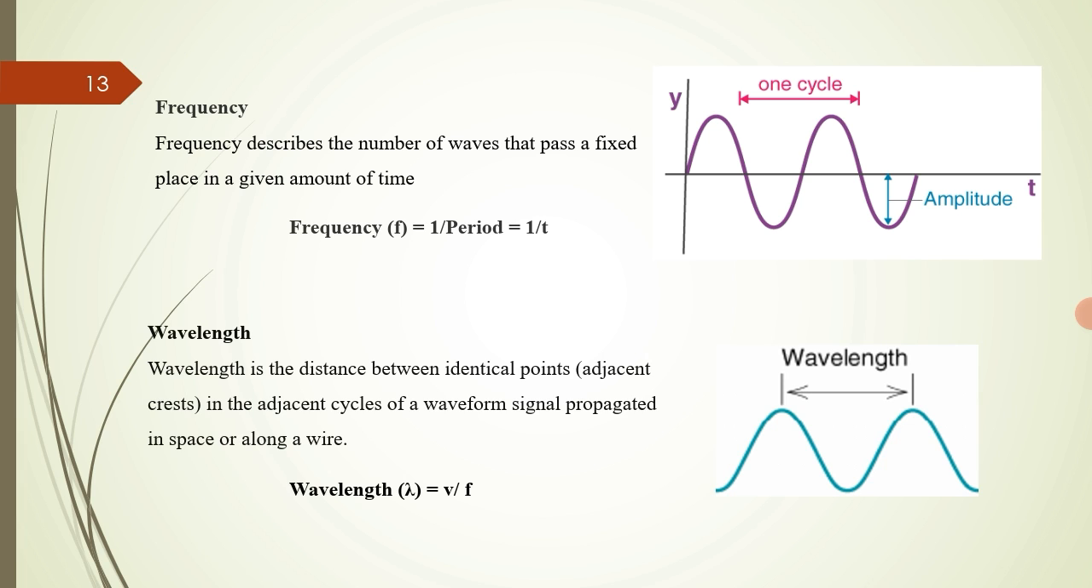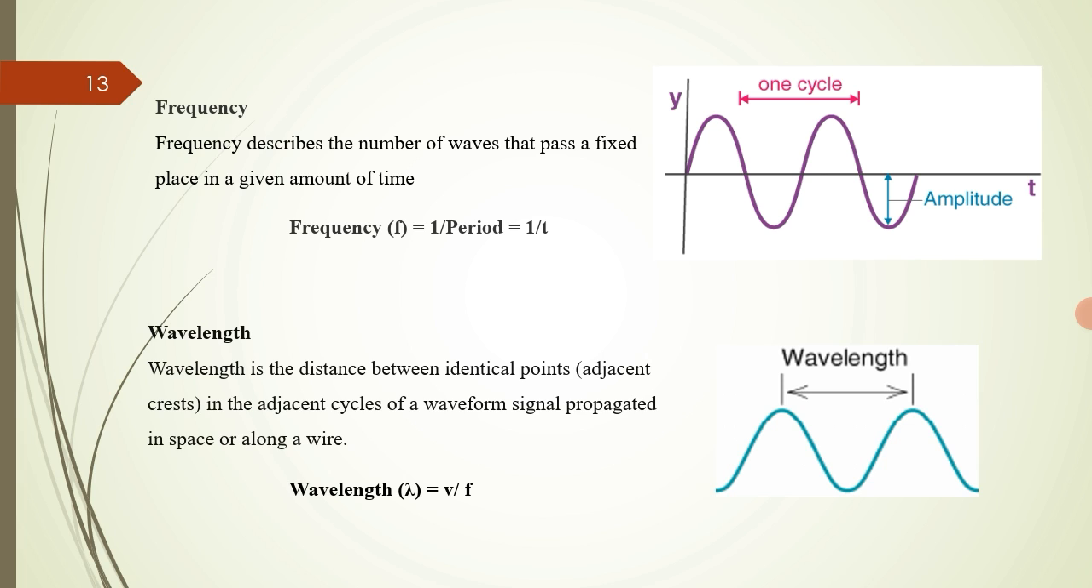So we can simply say that frequency is inversely proportional to the time period. Right. So F is inversely proportional to 1 by T. So F is equal to 1 by T. So this is the formula to calculate the frequency. Alright. And the next one is about the wavelength.